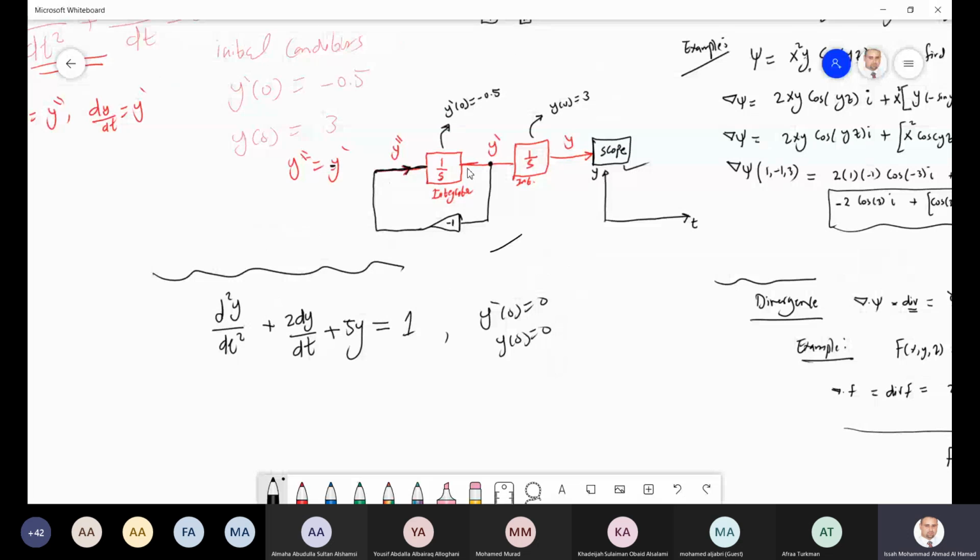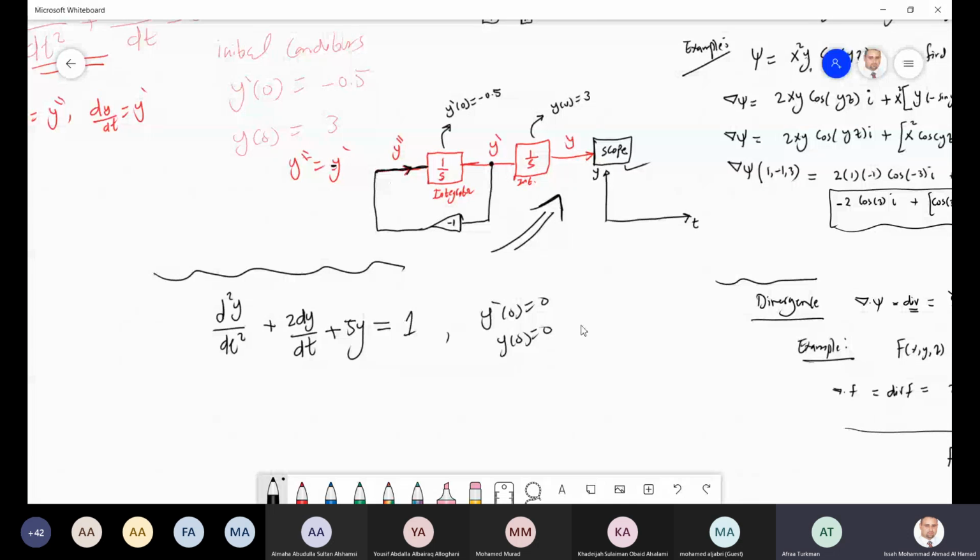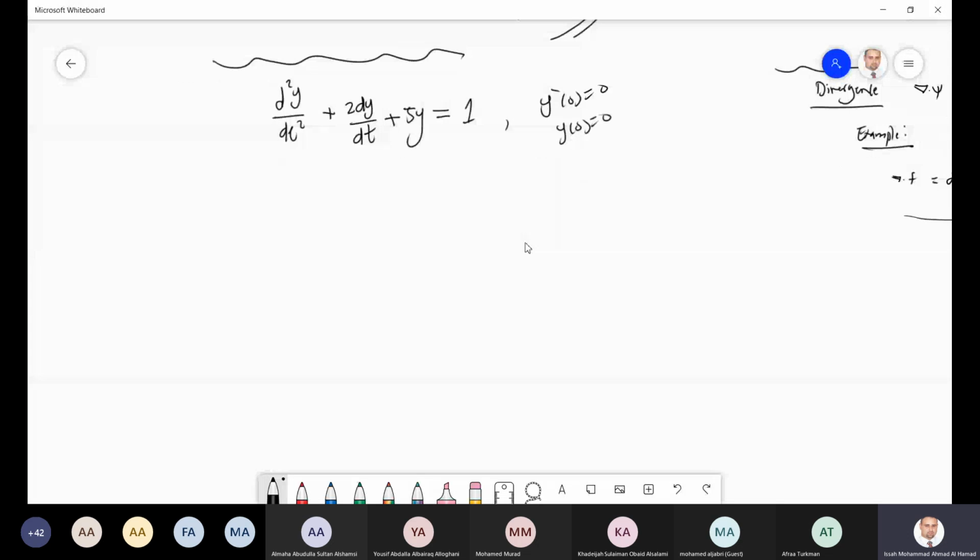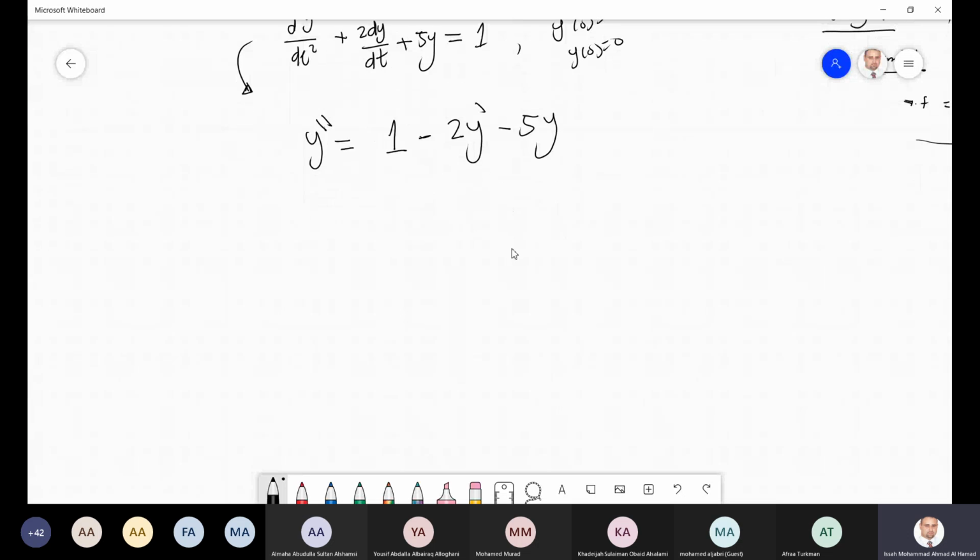I can only go for this example if you have fully understood this one. خلاص? This one is fully understood. Very good. Now, we can write this differential equation as y double prime equals 1 minus 2 y prime minus 5y. Correct? Okay.